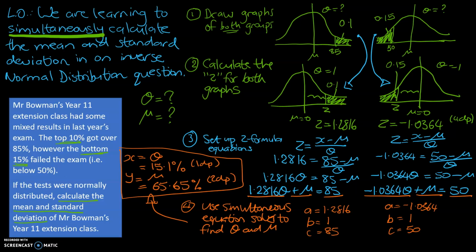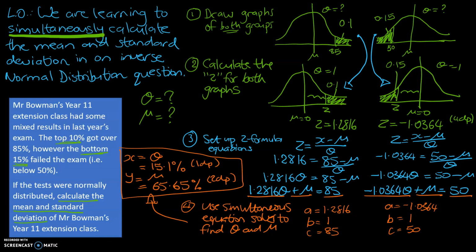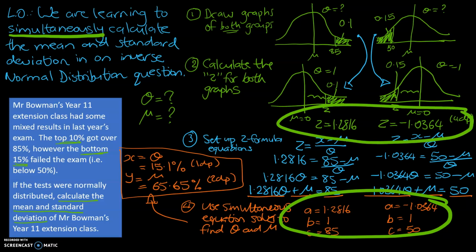Hopefully you found this video useful. Just a reminder, there are 2 videos in the description below that help us with the graphics calculator side of these videos. They will help you with how to convert your equations into A, B, and C, to use the simultaneous solver function to calculate the mean and the standard deviation. And they're also going to tell you how to calculate the z value using the inverse normal distribution calculator.